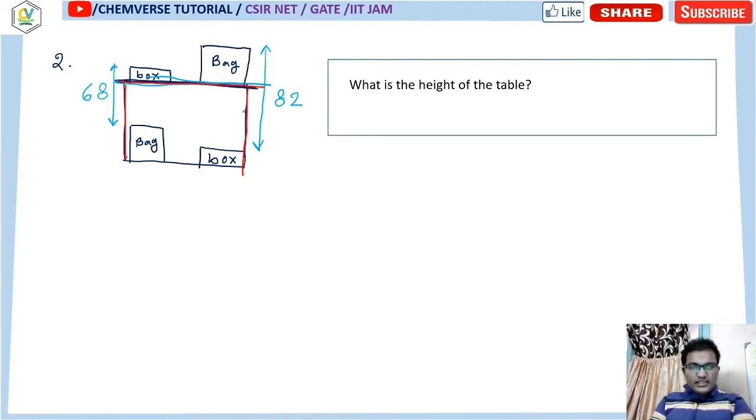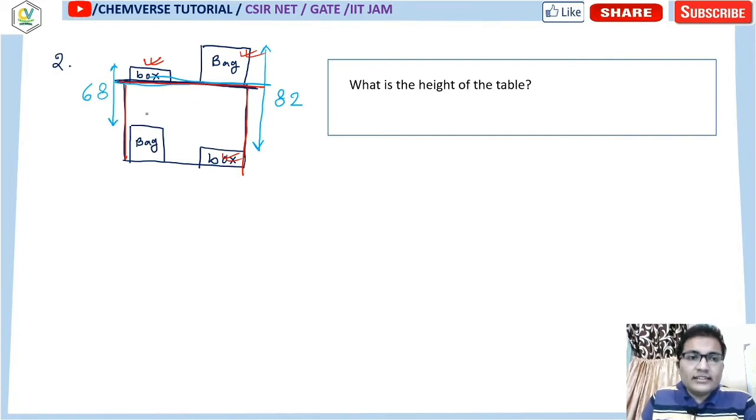Okay, now it says that there is a bag just below the table and a box is present on the table. This is one arrangement, and if the bag is present over here, then the box will be here. Okay, so this is the arrangement.